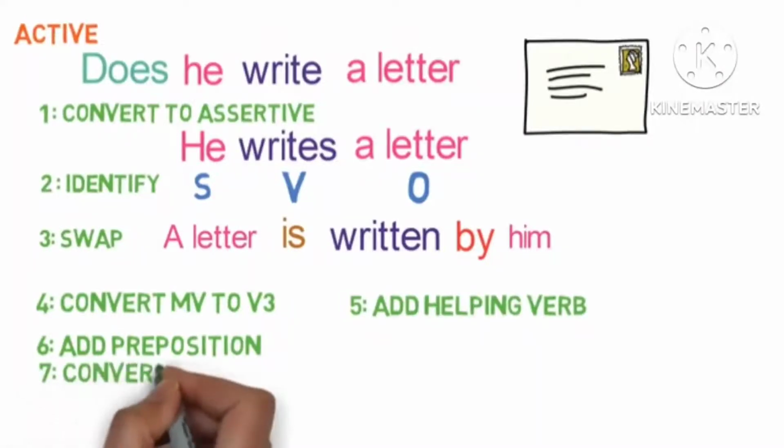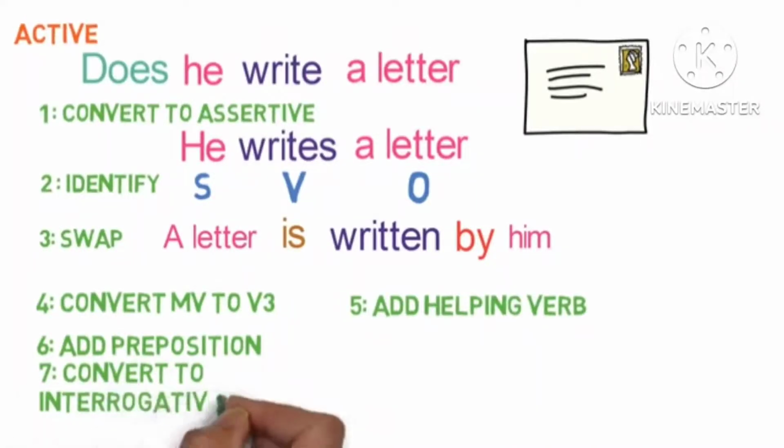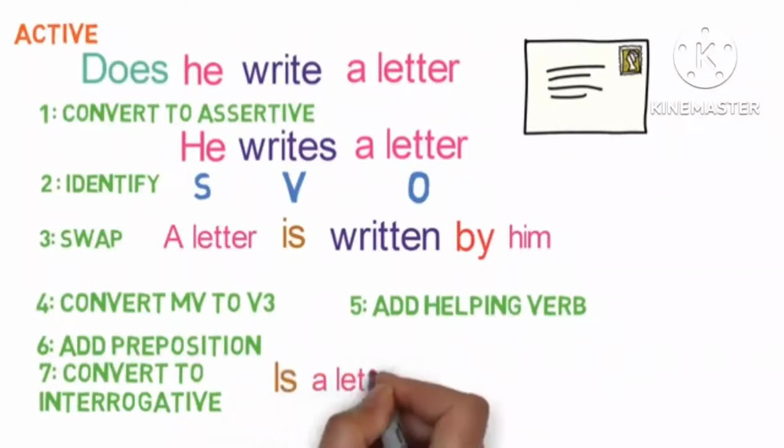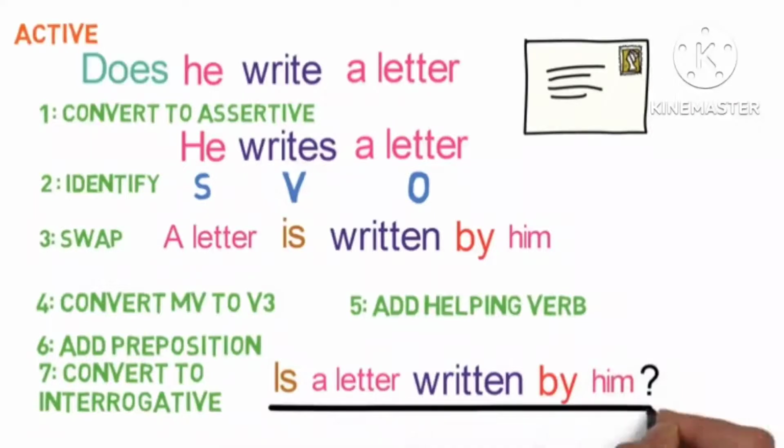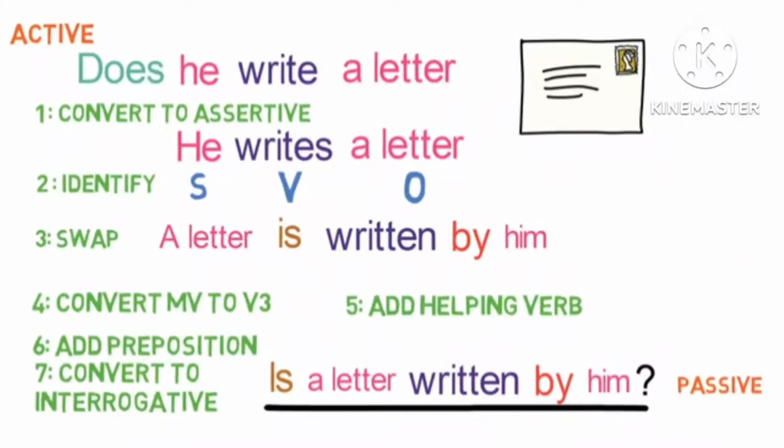Finally, step 7 is to convert the assertive sentence to interrogative. We will move the helping verb in the first place. So, the sentence will become like this. Is a letter written by him? Finally, we got the sentence into a passive form. I hope you are clear about all the steps. Let's look into the next example.